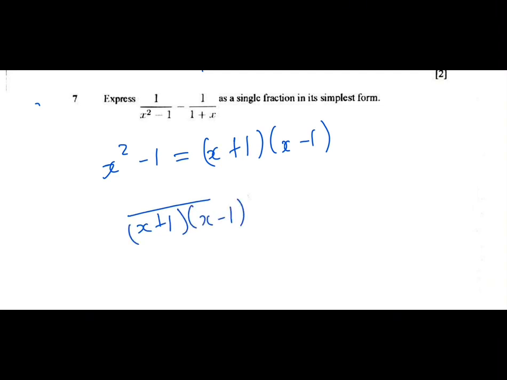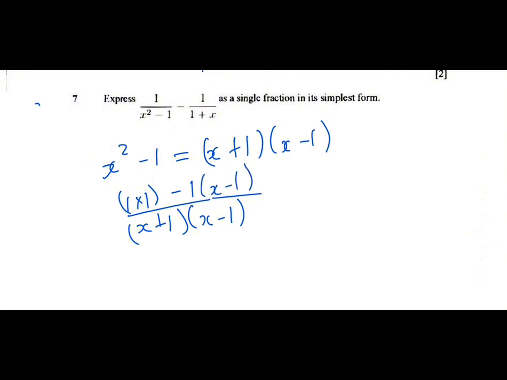So if we express that, then you can see that the common denominator is x plus 1 and x minus 1, since 1 plus x is the same as x plus 1. So x squared minus 1 into x squared minus 1, that gives you 1 multiplied by the numerator 1.